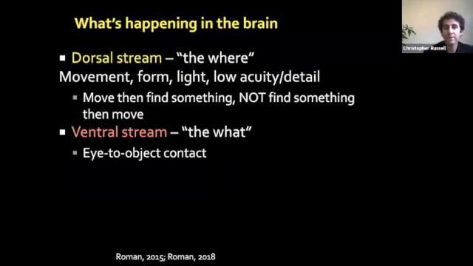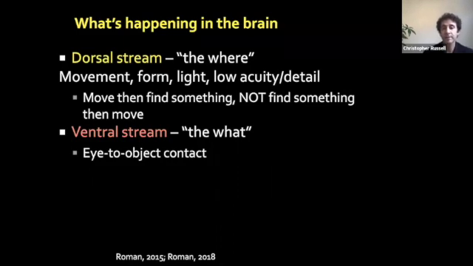The dorsal stream gives you rough information about where things are, but not what they are. If you're using your dorsal stream, you get a lot of information about movement, about form, about lighting, and about color too. You don't get any information from your dorsal stream about acuity or detail, okay? So if you're just using your dorsal stream, you tend not to be able to identify things at a distance. Instead, you identify things by bumping into them.